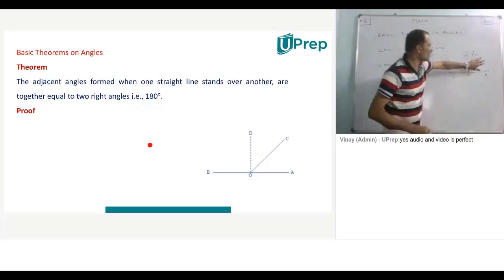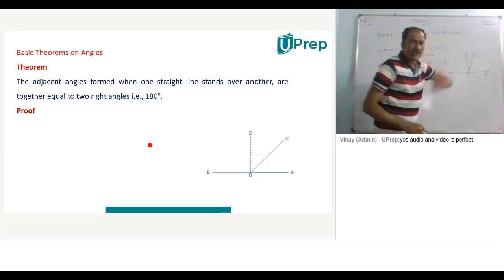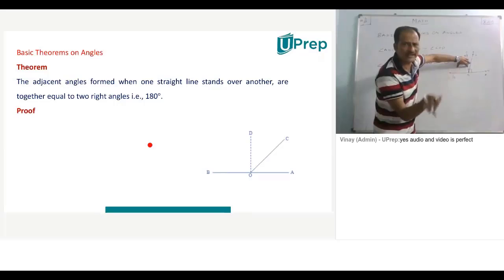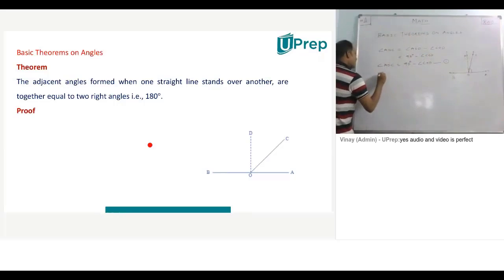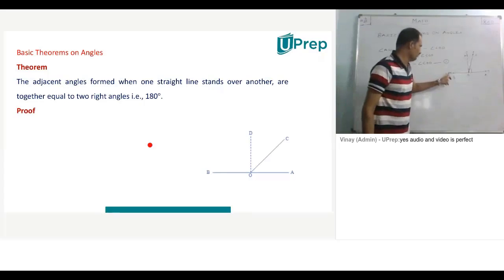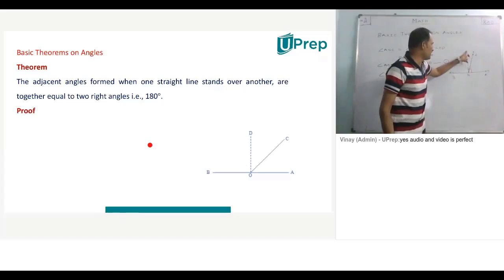Next, we got the value of angle AOC. Now what value do we need to find? Angle BOC. Let us find from the figure what will be the value of angle BOC. Angle BOC is equal to angle BOD plus angle COD. Am I right?